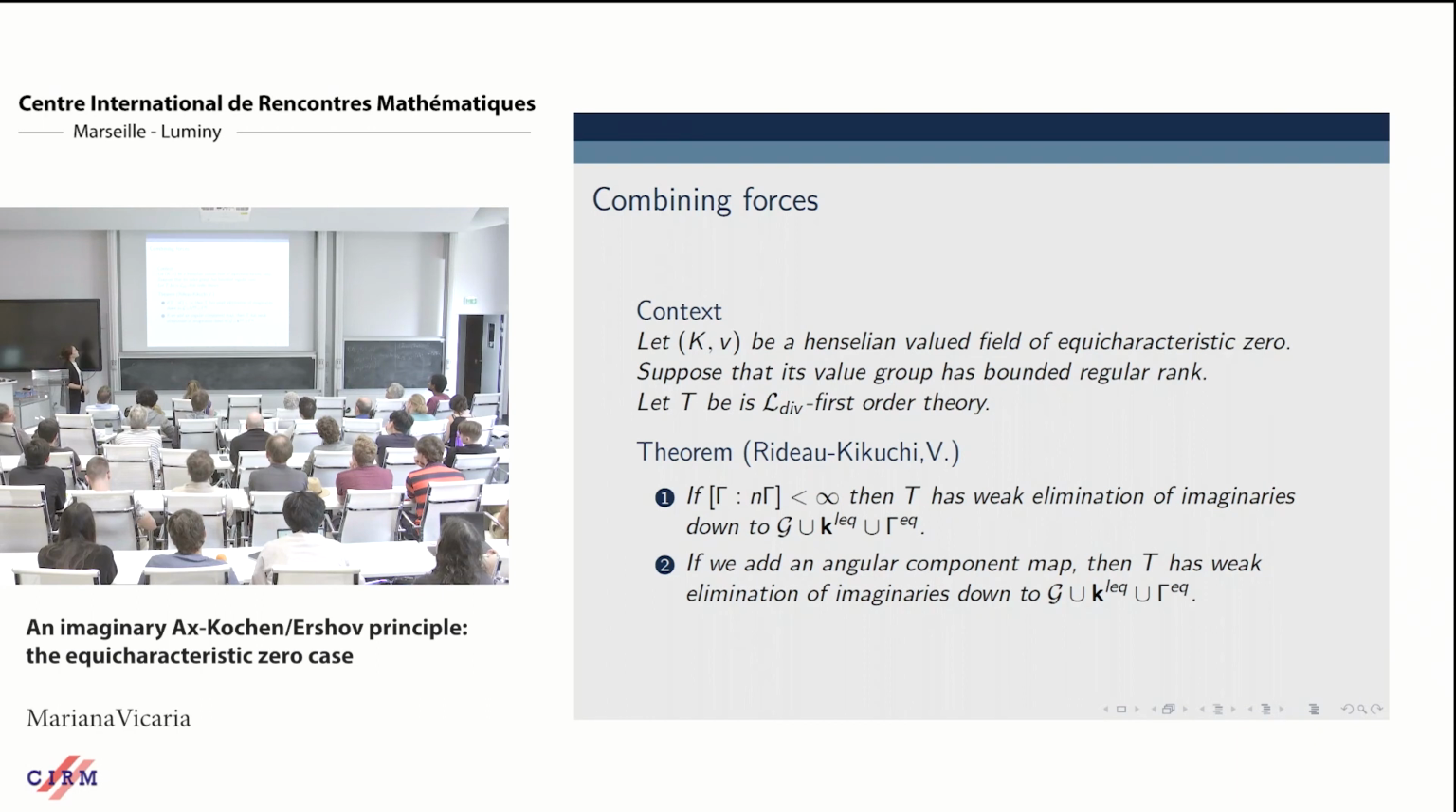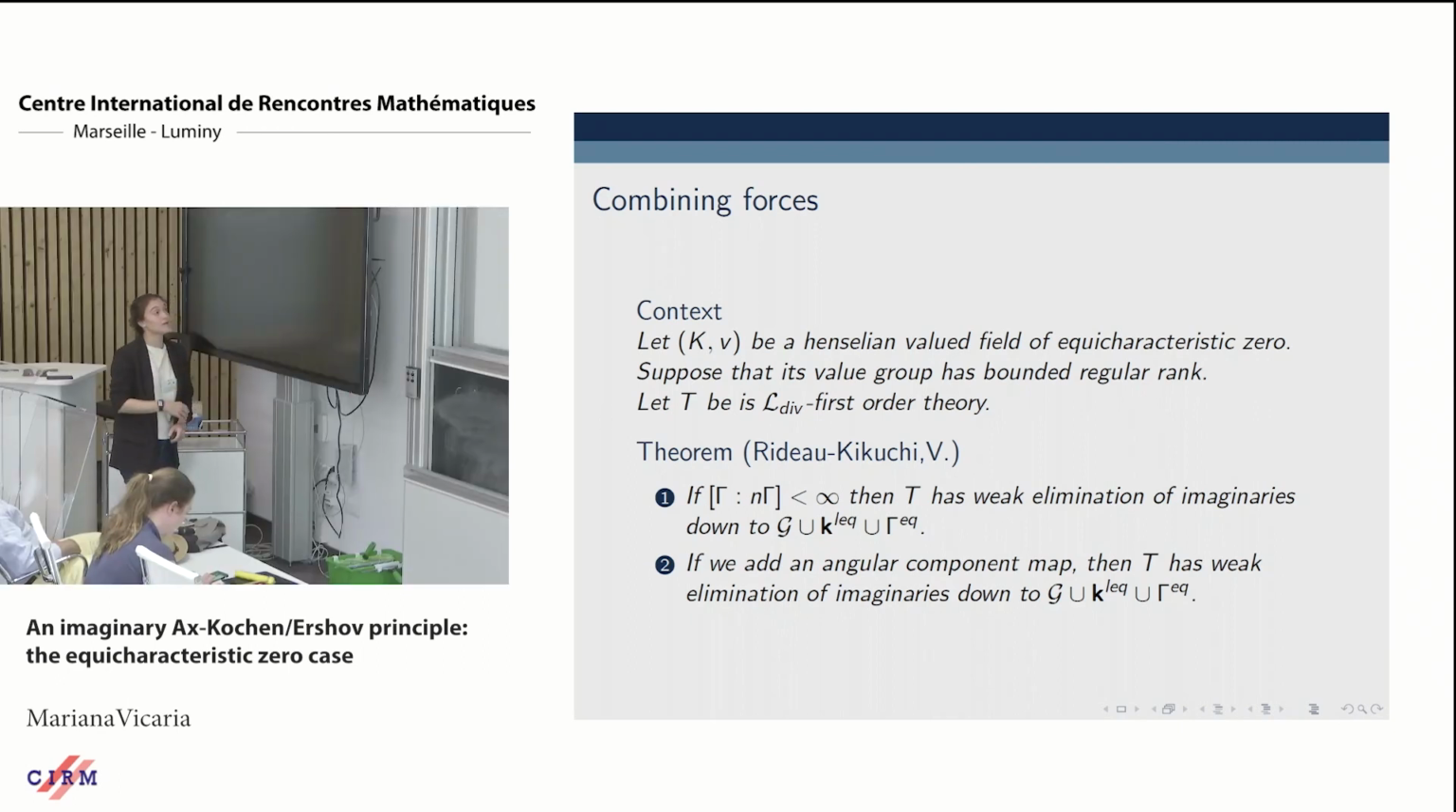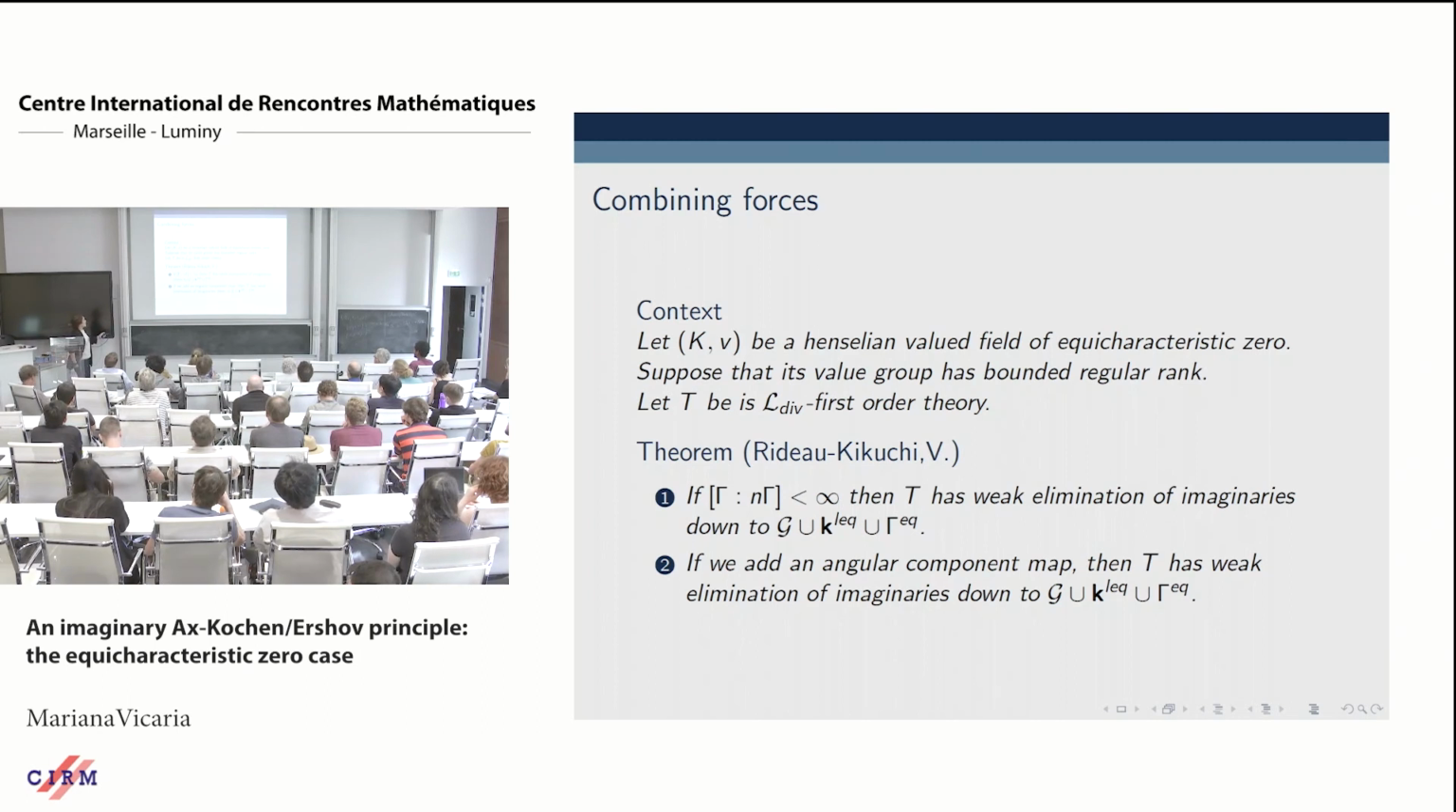And here's where we're combining forces. So the question is how further we could put together these results that we had. This is a theorem that I proved with Sylvain. If you look at a Henselian valued field of equicharacteristic 0, and we assume that the value group has bounded regular rank, and you look at the theory of this Henselian valued field in the standard language where you add a relation for divisibility, we have the following two results.